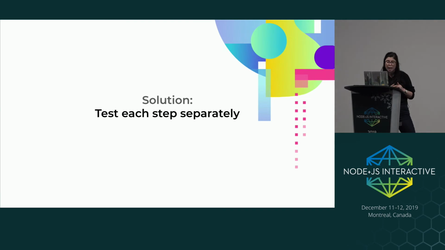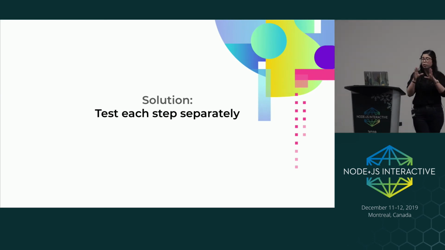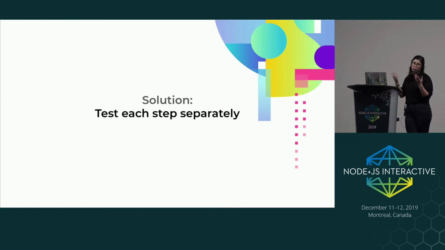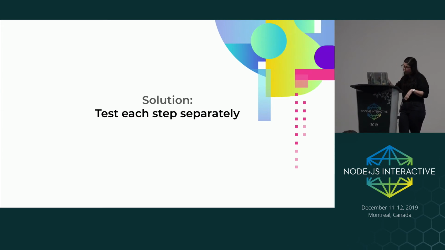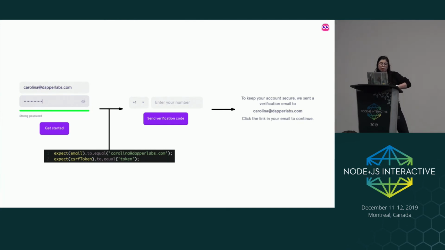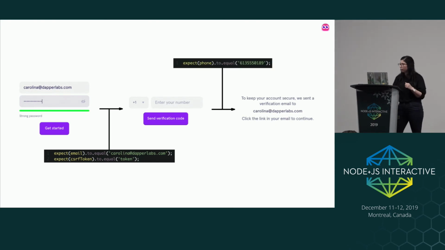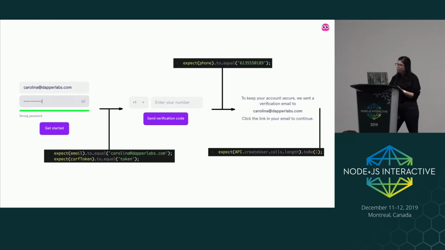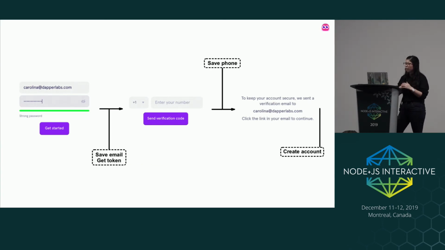The solution that we had was testing each step separately. The user is going to interact with this as different steps, right? Because they can close the pop-up whenever, it's really easy for them to go out of the pop-up. So take it as that and then test as the user would do it. Just try to do each step at a time. In our login flow, we know that from the first step, we want to save the email and we want to get the token. In the second step, we want to save the phone. And in the last step, we want to call the API and create the user. And if you see, this is the same as having documentation from the code.